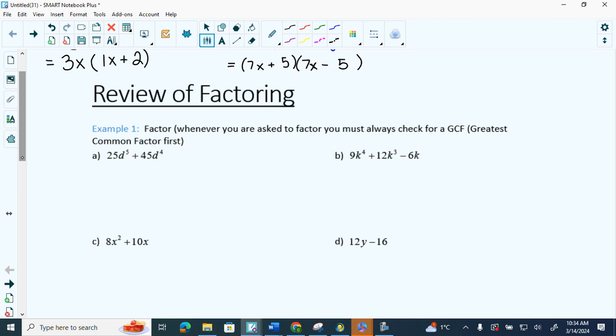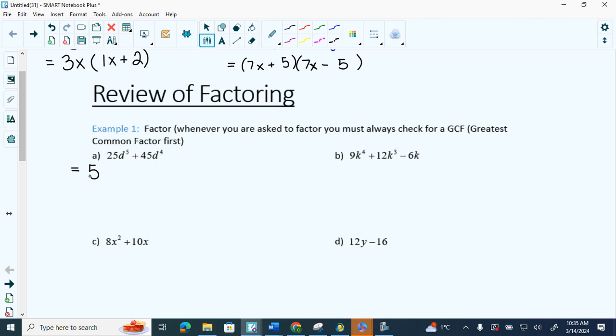Example 1. Factor. Whenever you're asked to factor, you must always check for GCF first. Always. Is there something I can take out of 25 and 45? A 5. What about D^5, D^4? D^4. Oh, the struggle's real.